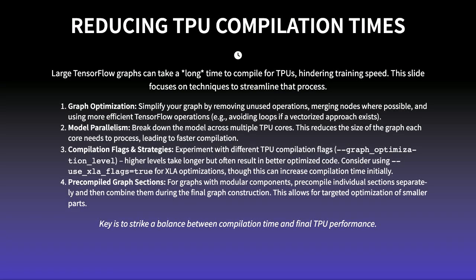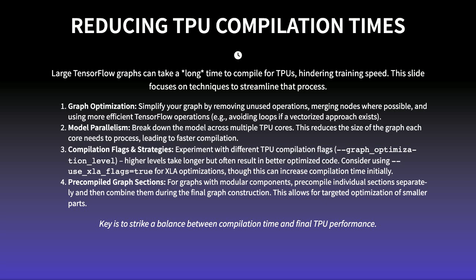Okay, let's talk about making TPUs work faster for really big TensorFlow models. When you're dealing with massive graphs, think huge datasets or complex neural networks, the initial compilation process can be a major bottleneck. It takes a while for the TPU to understand and optimize your code. So how do we speed things up? First off, we want to simplify our graph as much as possible, removing anything that's not being used and combining operations where it makes sense.